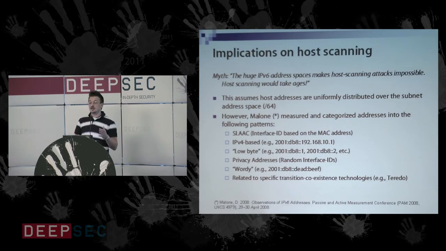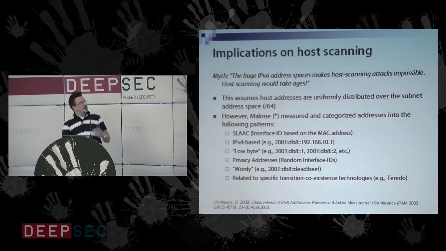Even if you talk about a single subnet, a single local network, you need to send lots and lots of packets. Usually the estimations are that it would take more than 100 years to scan a complete network. That assumption comes on one hand from the increased address space, but on the other hand because people usually assume that host addresses are selected randomly from the available address space.